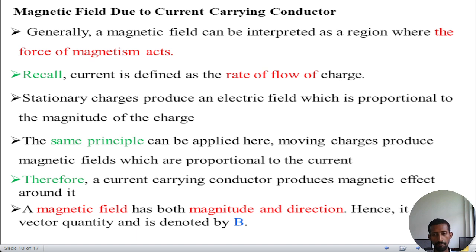The same principle can be applied here in the current carrying conductor. Moving charges produce a magnetic field which is proportional to the current. Therefore, a current carrying conductor produces a magnetic field around it. A magnetic field, as you remember, has both magnitude and direction. It is a vector quantity, and we can represent it by B. This indicates the magnetic field.